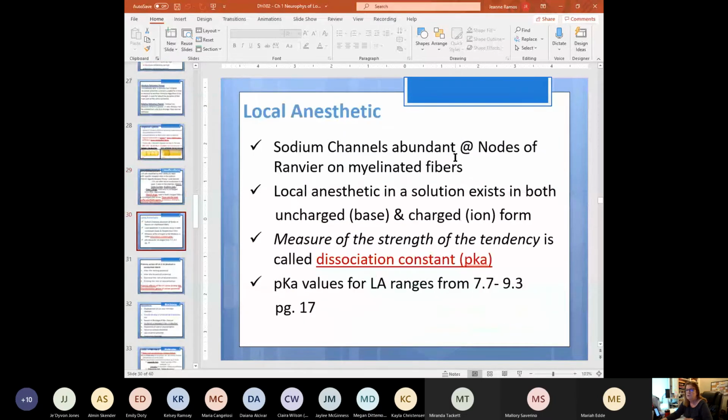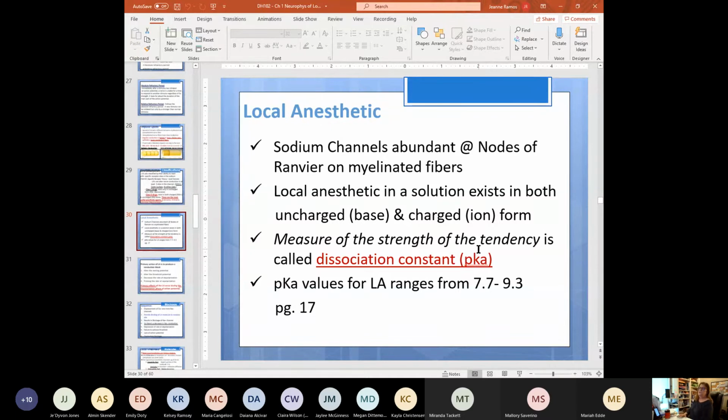So sodium channels are very abundant at those nodes of Ranvier with myelinated fibers. There are just tons of them. Local anesthetic in a solution is going to exist in both forms, like I said: uncharged, the base, RN, and the charged ion or molecule, which would be RNH positive. So the measure of strength of the tendency is called a dissociation constant. That's what the pKa is.